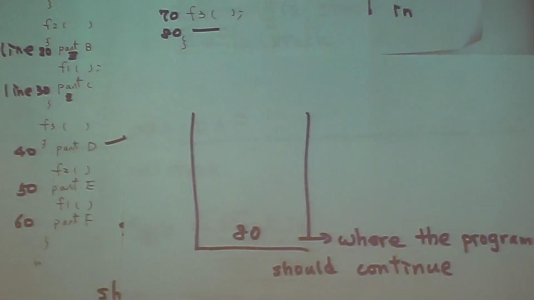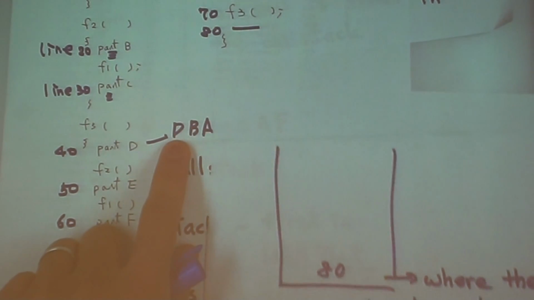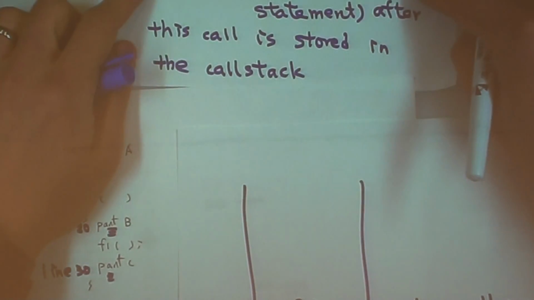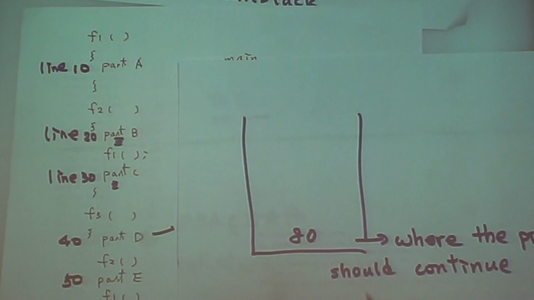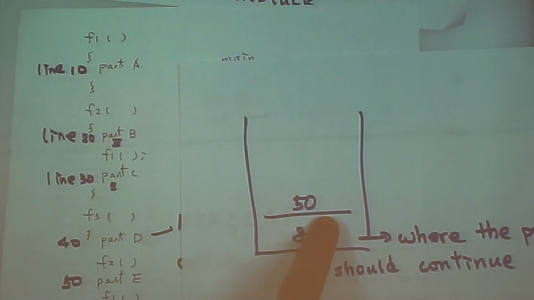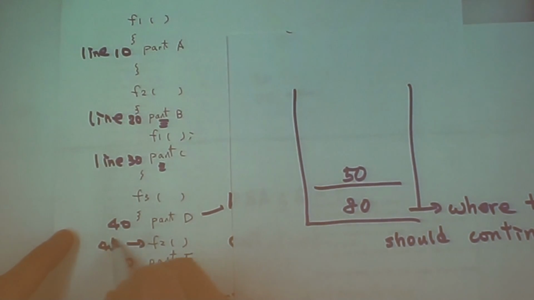So I go to F3, execute line 40, part D, so we see D here. Then it's going to call function F2. Whenever there's a function call, the line after the function call is put in the stack. So F2, I'm going to put line 50 in the call stack. The line after the function call. Because you want to know where the program will continue, right? If you store the line of the function call, in this case, let's say the line is 45, and you store 45, means you are going to call the function again. Does that make sense? So you will store the line after the function call.